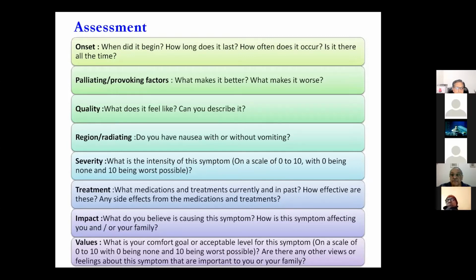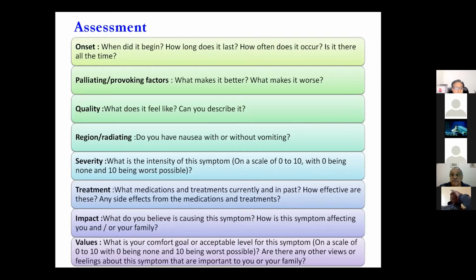Now, when we say assessment of these patients, it is important so that we can have a differential diagnosis. We need to look for the onset of nausea and vomiting. When did it begin? How long does it last? How often does it occur? Is it there all the time, or is it initiated by some provoking factors? What makes it better? What makes it worse? The patient also needs to describe the quality of the event. This becomes important because, for example, if patients have projectile vomiting, then something wrong with the cerebral cortex can be taken as a differential diagnosis.